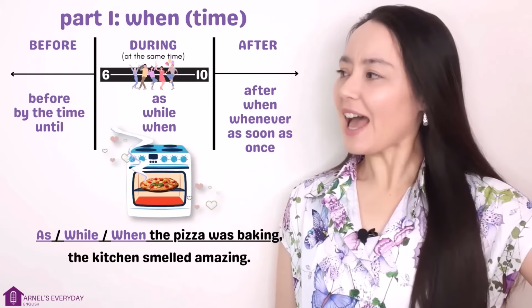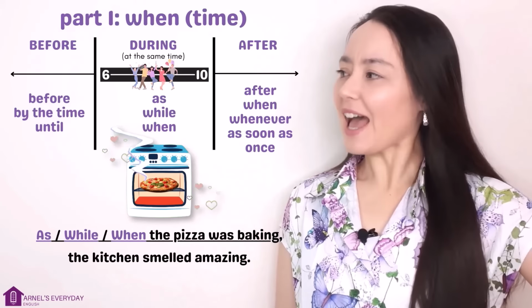Let's do another example. My gums started to bleed as I was brushing my teeth. My gums started to bleed while I was brushing my teeth. My gums started to bleed when I was brushing my teeth. Conjunction, subject, verb. I have my adverb clause, and we have the independent clause as well. Let's move on to after.